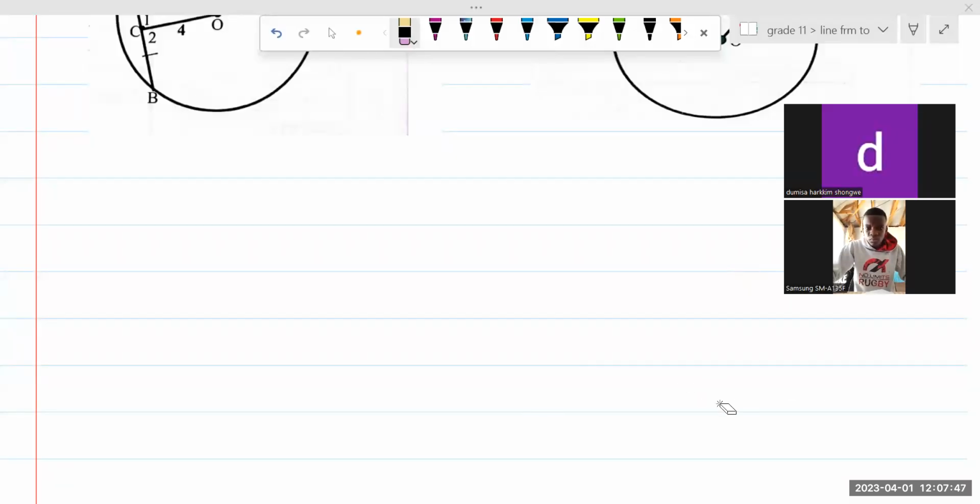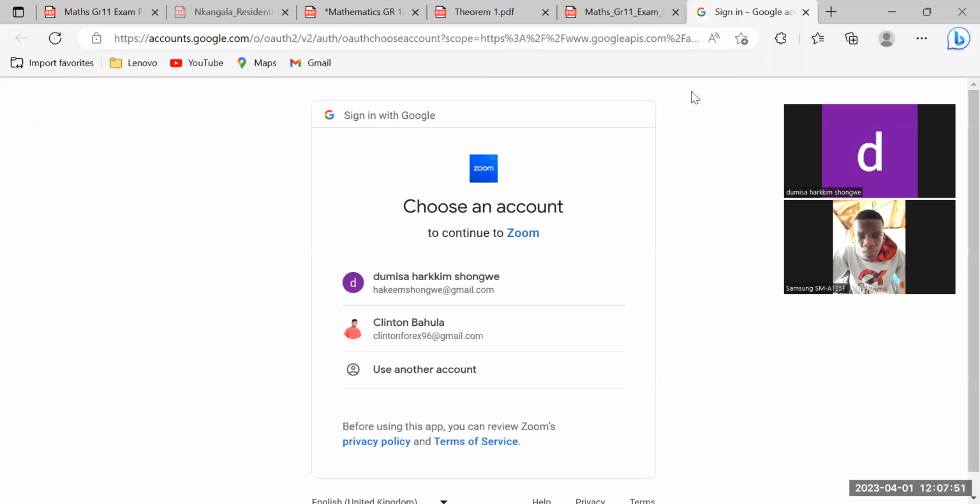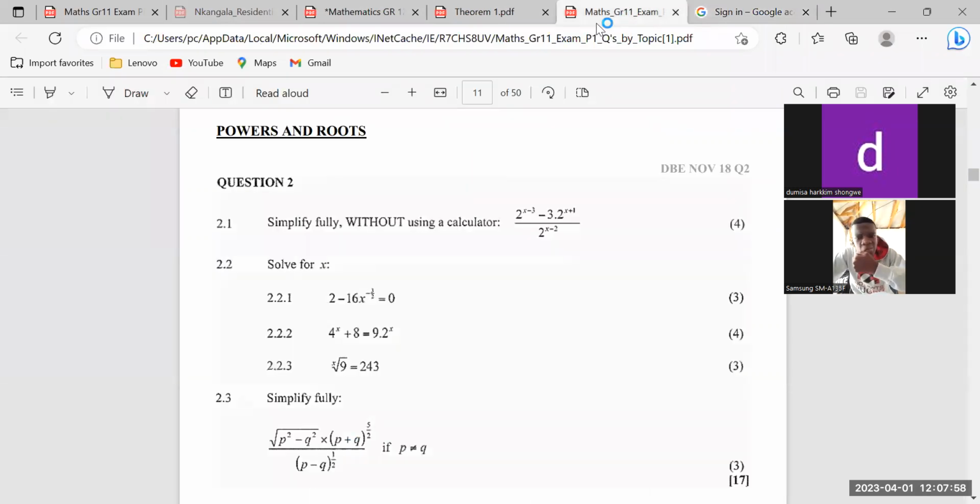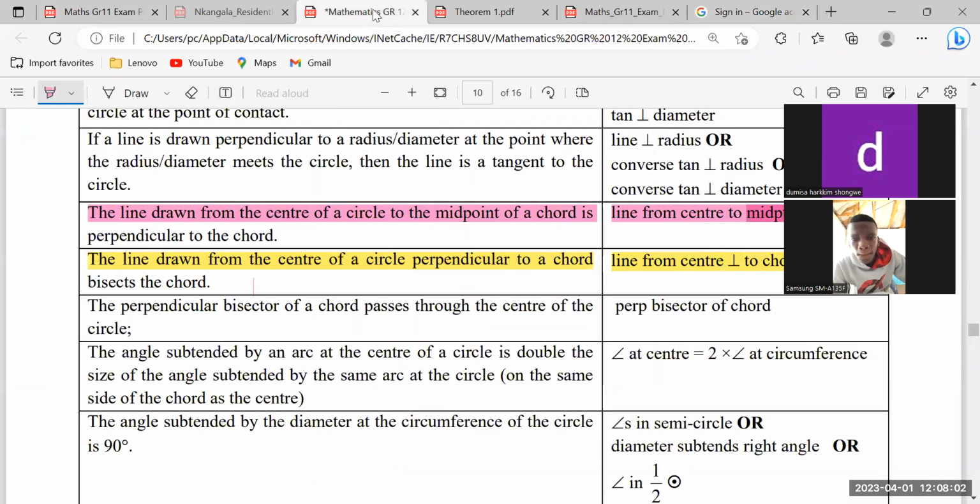Okay, so as we were saying, we are dealing with the following theorems. I call them the line from the center theorems. So we have a line which is going to be drawn from the center to a midpoint of a chord.